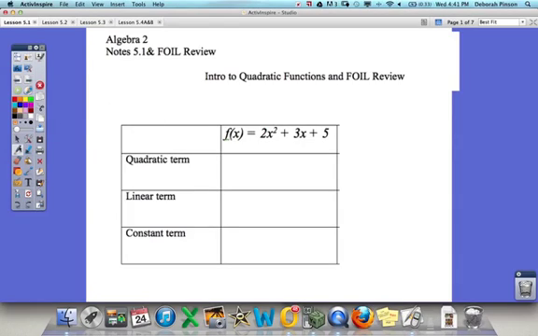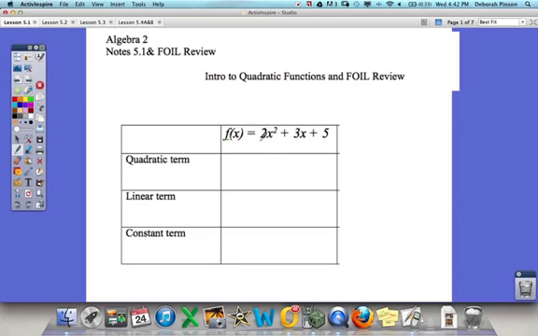Okay, so today we're looking at 5.1 as well as a little bit of review stuff. Here I've got a quadratic equation, a quadratic function. You'll see it's in function notation. Now, if it is quadratic, that means the biggest exponent is a 2, is x squared.